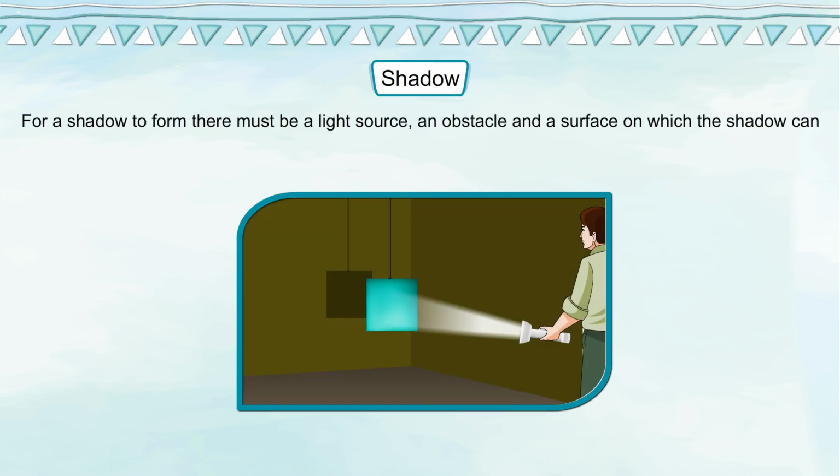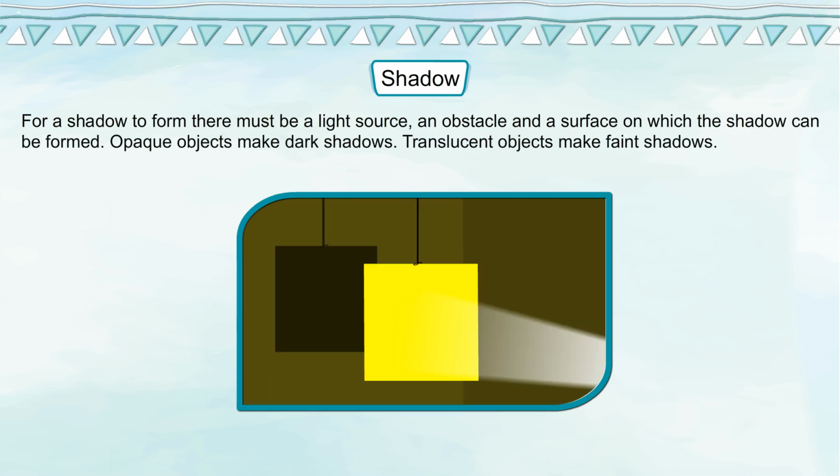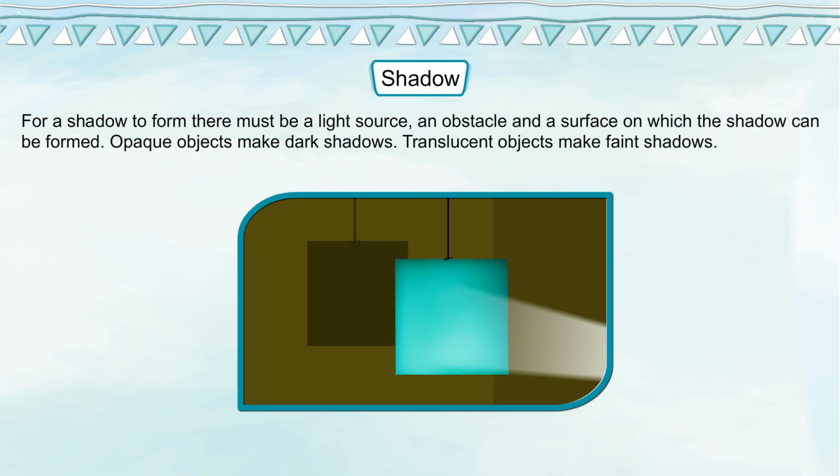For a shadow to form, there must be a light source, an obstacle, and a surface on which the shadow can be formed. Opaque objects make dark shadows. Translucent objects make faint shadows.